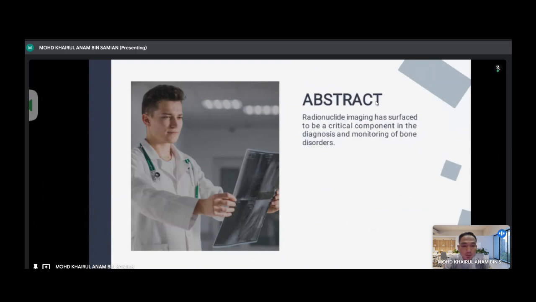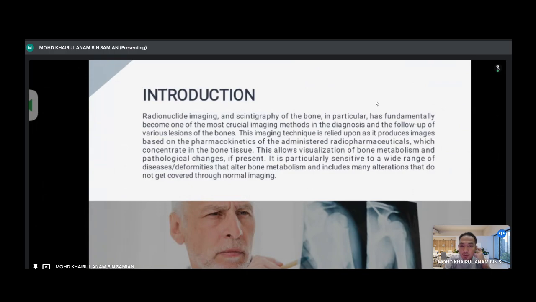Radionuclide imaging has surfaced to be a critical component in the diagnosis and monitoring of bone disorder. Radionuclide imaging and bone scintigraphy of the bone in particular has fundamentally become one of the most crucial imaging methods in the diagnosis and the follow-up of various lesions of the bone. This imaging technique is relied upon as it produces images based on the pharmacokinetics of the administered radiopharmaceuticals, which concentrate in the bone tissue. This allows visualization of bone metabolism and pathological changes if present.